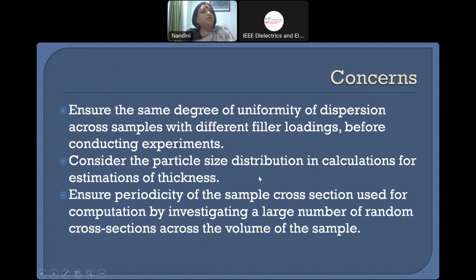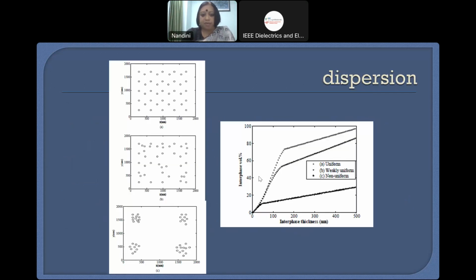Apart from that, when we are using alumina particles of whatever, we are unlikely to have uniformly sized particles. So the particle size distribution also has to be considered. Periodicity of the sample cross-section across the entire sample has to be considered. So these issues are there. We are using a particular small computer sample for computation, but we are matching with results over a macroscopic composite sample. So those issues are there.